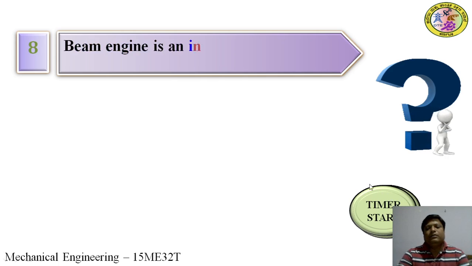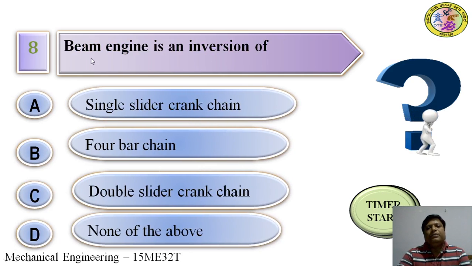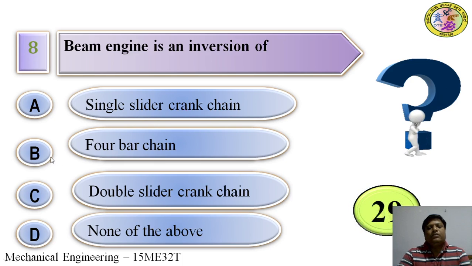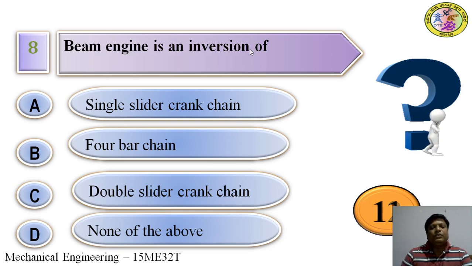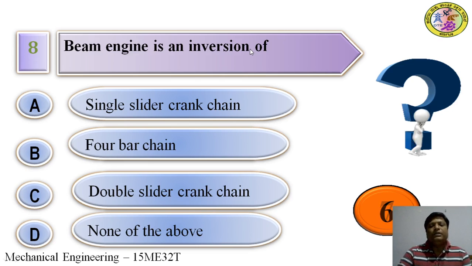Question number 8. So here the beam engine is an inversion of: option A, single slider crank chain; option B, 4-bar chain; option C, double slider crank chain; option D, none of the above. So you know that single slider crank chain, 4-bar chain, double slider crank chain, none of the above.